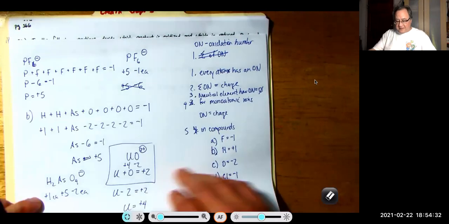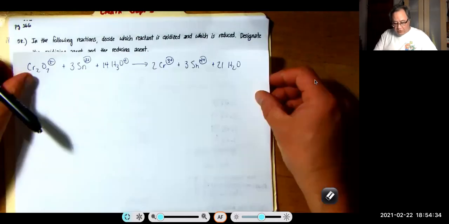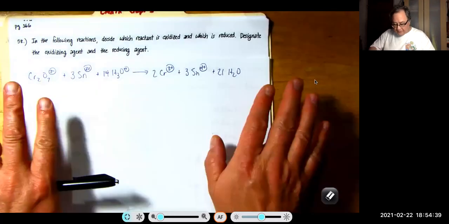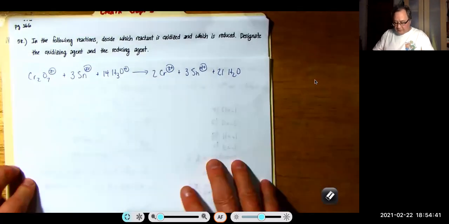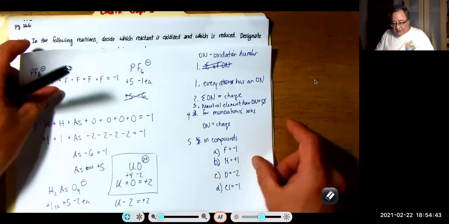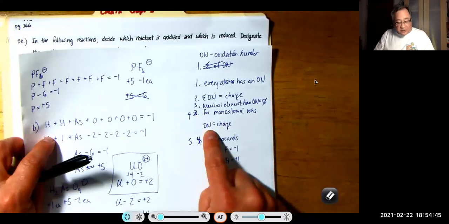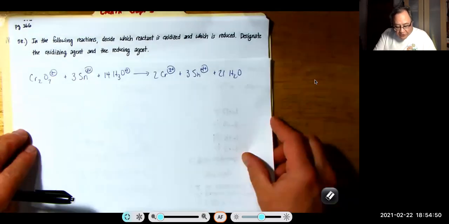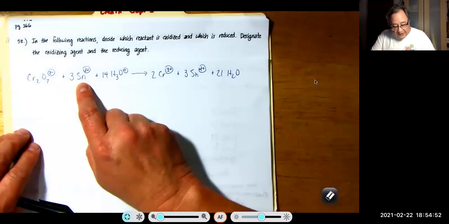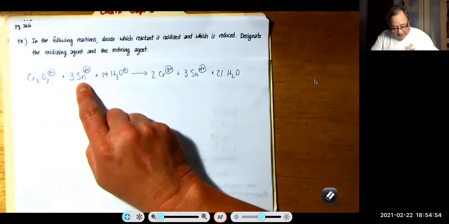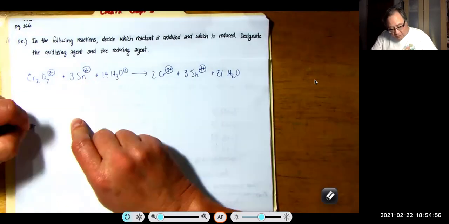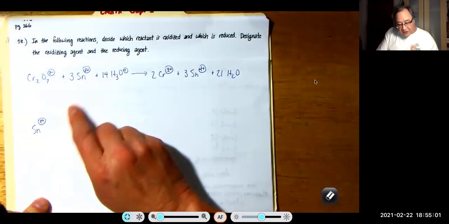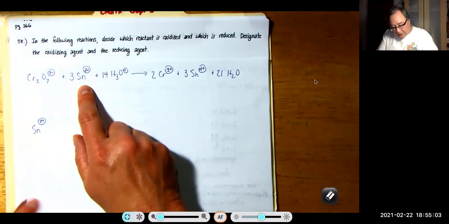Okay, so let's go back to this now. No neutral elements. I do see elements, but they're not neutral. So rule number 4 is monatomic ions, the oxidation number is equal to the charge. Even though there's 3 of these, each one is a monatomic ion. So Sn2+ is a monatomic ion. What is the oxidation number on that tin? Plus 2.